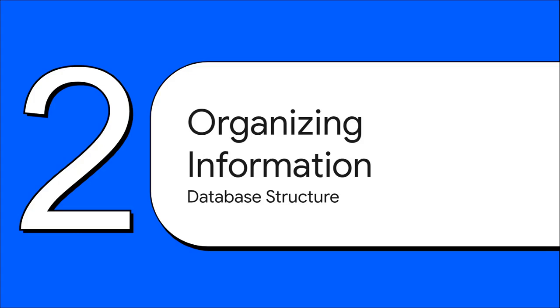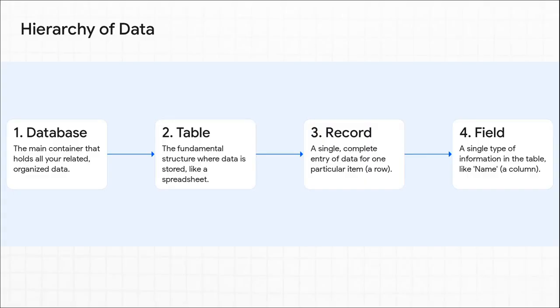Now, before we start speaking the language, it's important to understand the place where this conversation happens, the database itself. You see, all our digital information is organized in a very logical way. It all follows this simple hierarchy. Imagine a large digital filing cabinet. That's your database. Inside that cabinet, you have different files, each one organized neatly like a spreadsheet. That's a table. Now, each row in that spreadsheet, say all the details for one particular student, that is a record. And finally, each individual column, like name or roll number, is called a field.